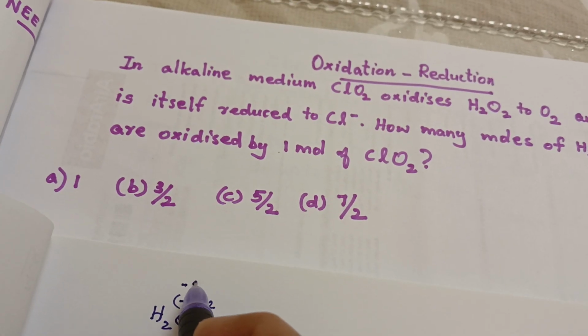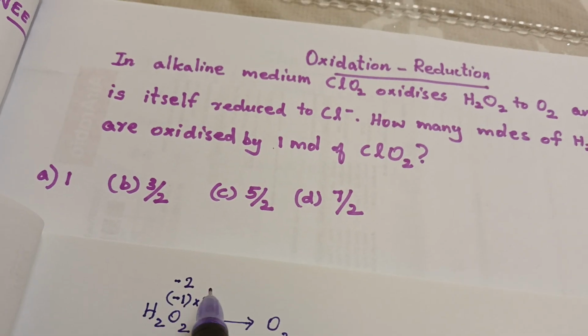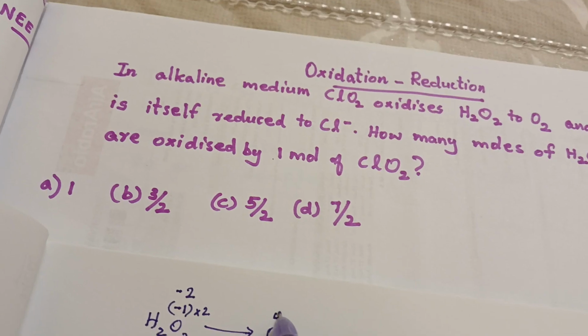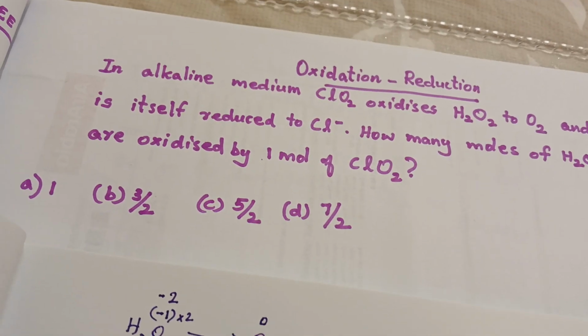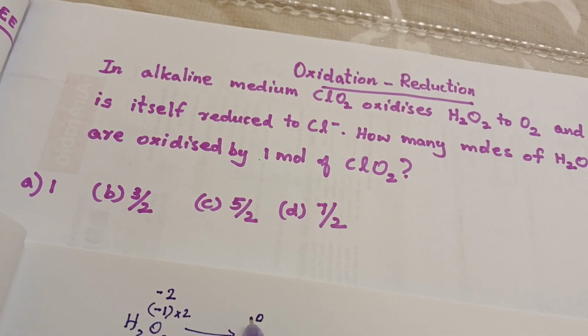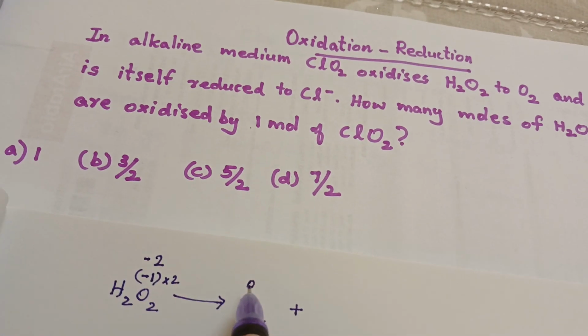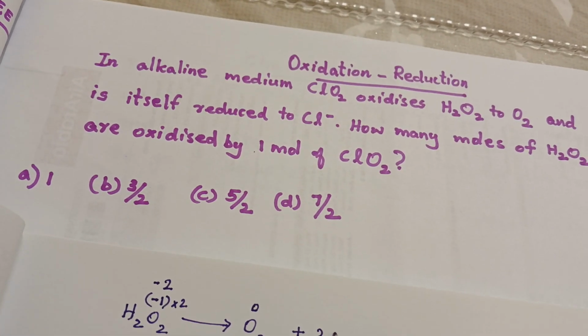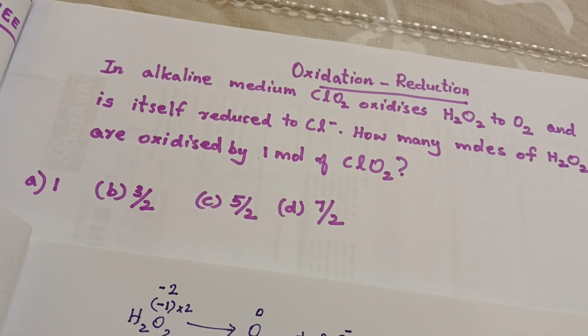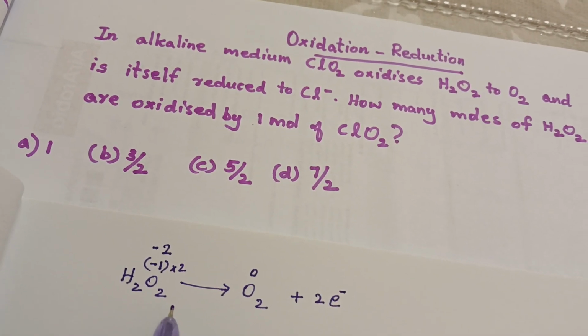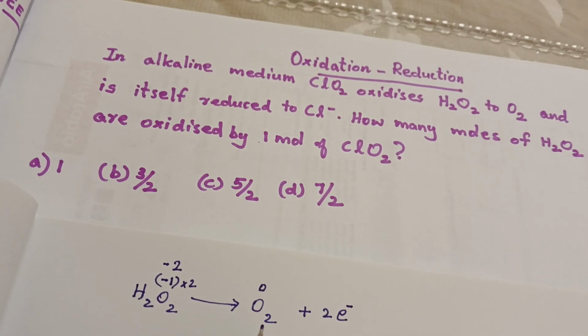So the oxidation state of -2 changes to 0. So how many electrons are involved in there? -2 is becoming 0. So 2 electrons are involved in the oxidation of hydrogen peroxide to oxygen.